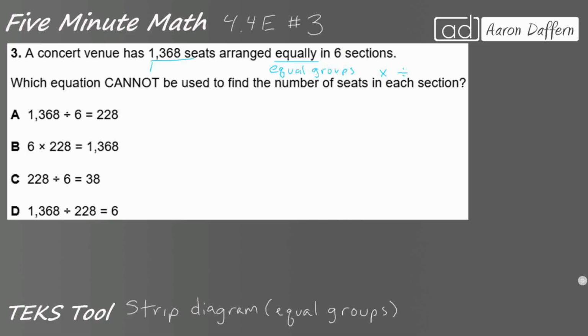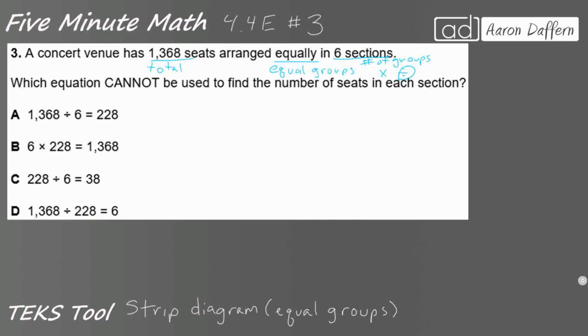Whenever we are given equal groups and the total, that means we are going to divide. Because we're going to take that, we're going to divide it into the number of groups or the number in each group. So what is the 6 sections? Is that the number of groups or the number in each group? Well, there's not 6 seats in each section. We have 6 sections. So this is going to be our number of groups.